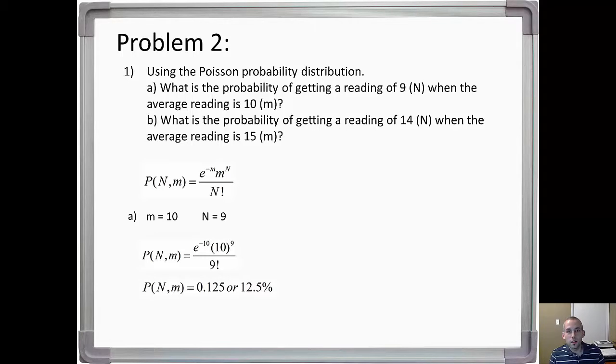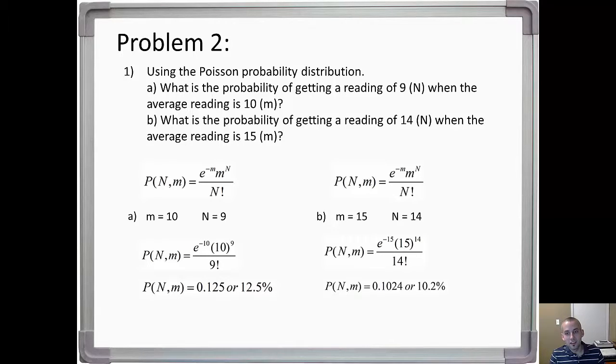So in part B, let's perform the calculation, but with higher values. Same idea, plug it in, and we'll calculate it out. So a little bit higher factorial, again, 14. So the probability is 10.2%.